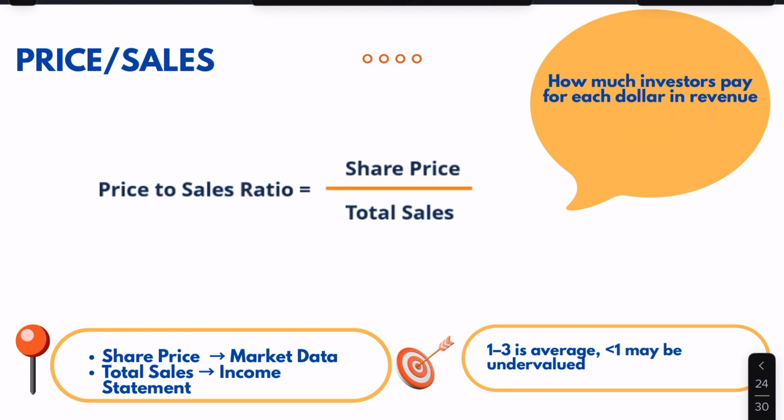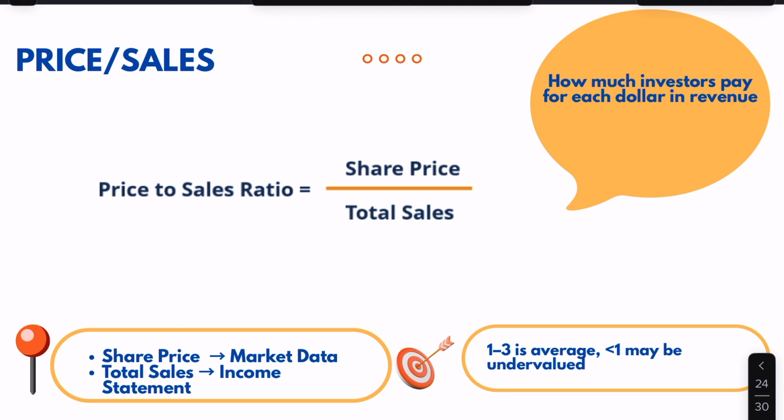Next, let's look at the price to sales ratio. This ratio shows how much investors are paying for each dollar of the company's revenue. So the formula to calculate price to sales is share price divided by total sales. Share price is again taken from market data from Yahoo Finance, and total sales you can take from the income statement.